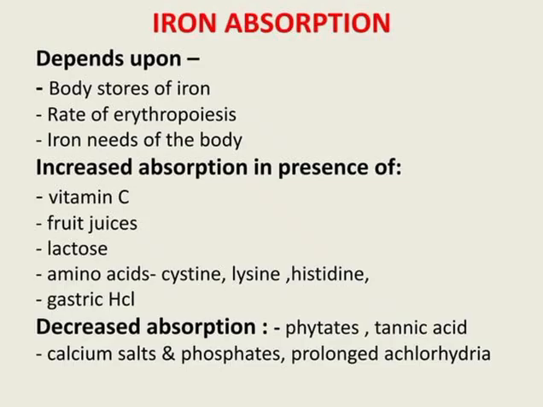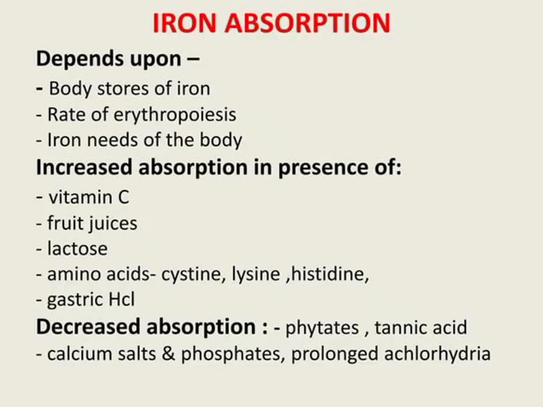Several factors increase iron absorption, including vitamin C, fruit juices, lactose, amino acids such as cysteine, lysine and histidine, and gastric hydrochloric acid. These factors help to convert it into a form that is easily absorbed by the intestine.